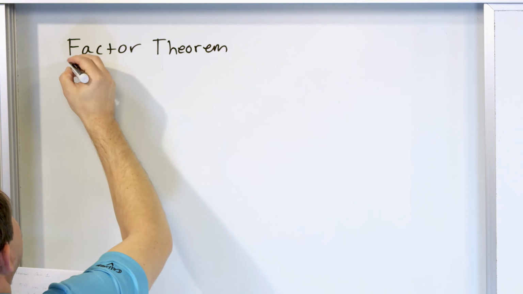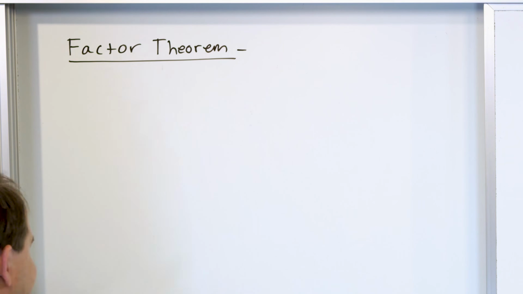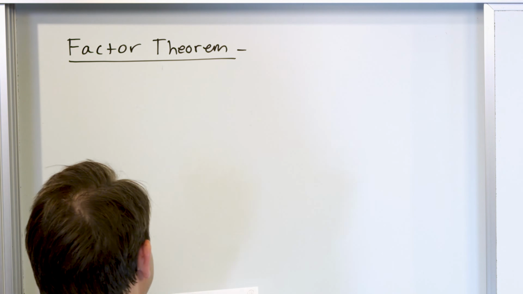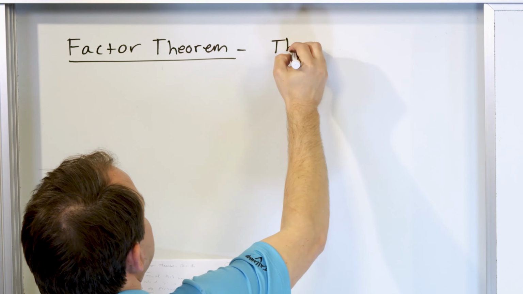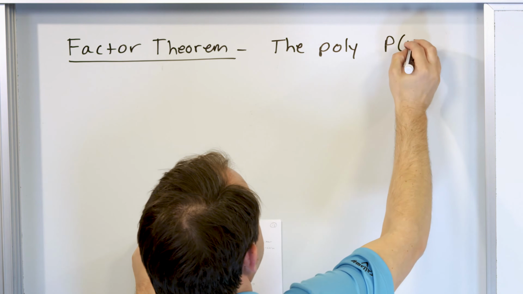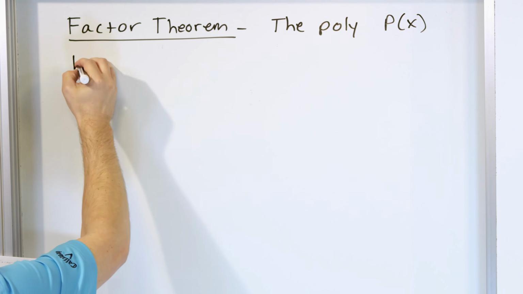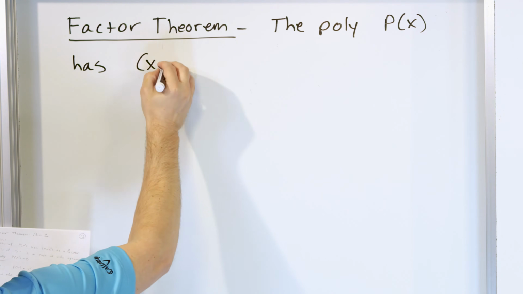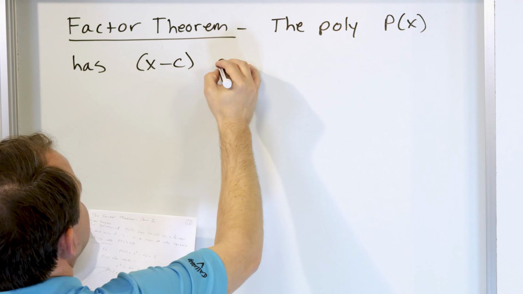Right? And I have to write it down. Unfortunately, it's going to take a second. It's not super long, but I have to write it down because we have to talk about it. So we talk about the polynomial p of x, that means the polynomial p of x, has the factor x minus c as a factor.